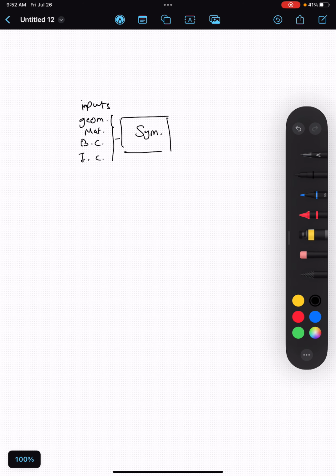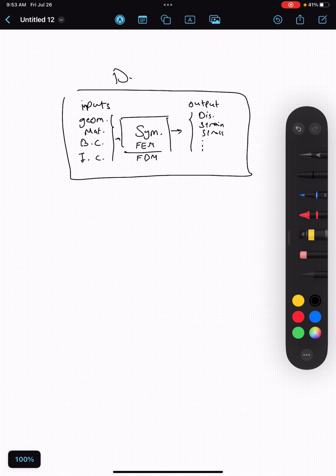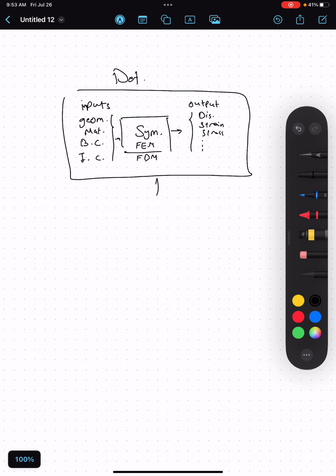Based on these inputs, and based on our simulation and the mathematical model that we have, we solve a finite element model or a finite difference model, and then we compute the output. The output might be the displacement field, the strain field, the stress, the reaction force, velocity, acceleration, or any kind of output that we want to compute. So this is our deterministic simulation. In deterministic simulation, we solve the equations one time.